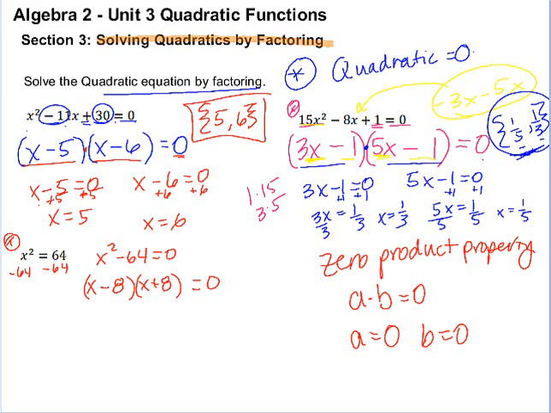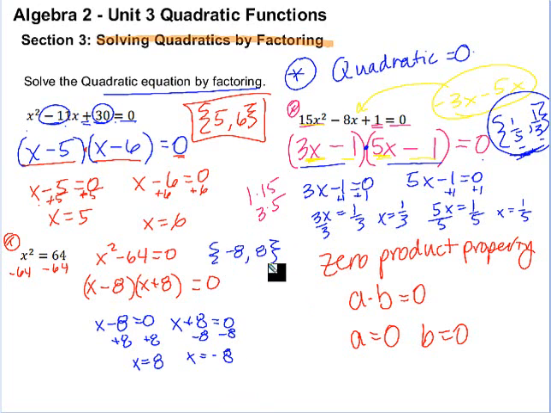Using zero product property, this means x minus 8 should be 0, or x plus 8 should be 0. And then solving, we'd have to add 8, so x is positive 8. Over here we'd subtract 8, so x is negative 8. So your solution for this one would be negative 8 and positive 8. That is one way that you can write it. Another way that you can write it when you have a positive and a negative value of the same number is this plus or minus sign here, and then the number 8. This is telling us that we want the positive 8 value and the negative 8 value.